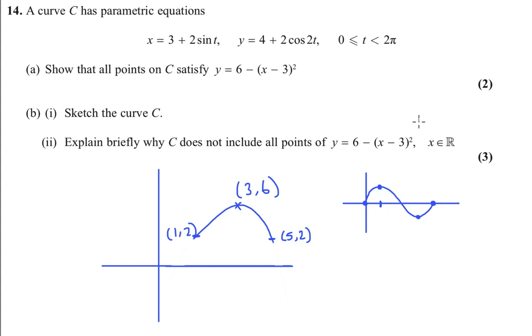Anyway, no matter how big or small t is, it's limited. Sine t is limited to 1 and minus 1. So because sine t goes between minus 1 and 1, x won't ever get any bigger than 5, and it won't get any smaller than 1. So that's why it's not going to ever have all of the graph. Because sine t is limited, x will be limited too.